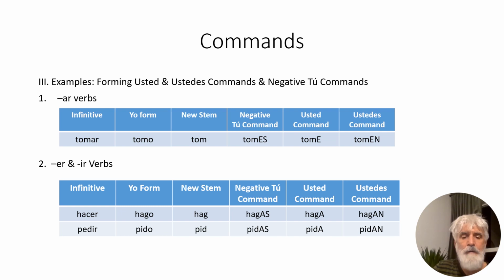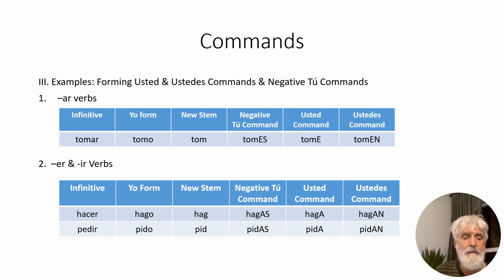So it's an AR verb. For the tú form, we put an es ending on: no tomes, don't take. For usted, we put on an e: no tome, don't take. And ustedes no tomen. Or ustedes tomen, it could be affirmative: take. And again, we just did these, but let's go through them.